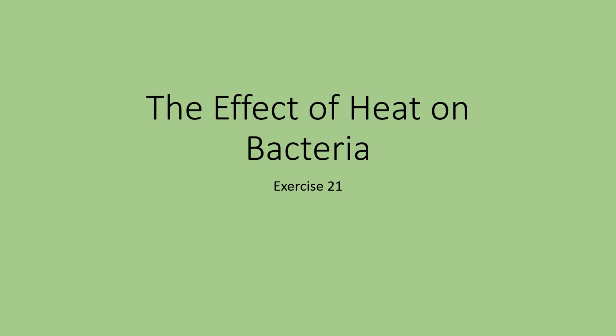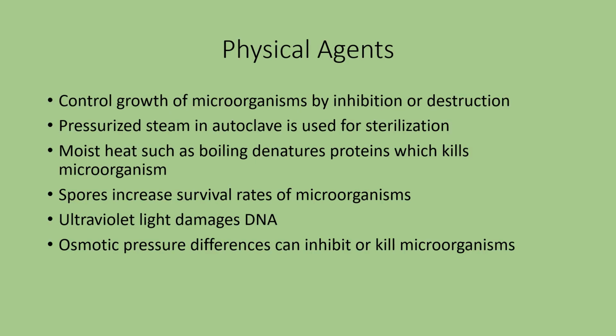In this exercise, we're looking at different physical agents that can affect the growth of bacteria. Specifically here, we're going to look at the effects of heat on bacteria. Now, physical agents can be things such as osmotic pressure, ultraviolet light, and heat is a big one. Some of these physical agents can either slow down the growth or completely destroy it, and so you use some of these factors to your advantage in terms of controlling bacterial growth.